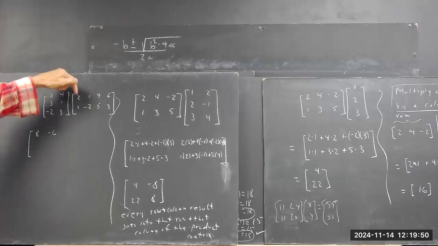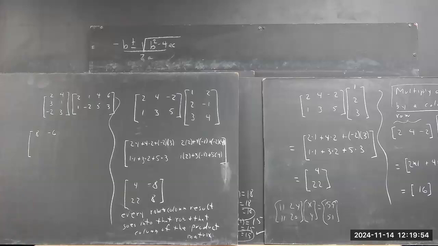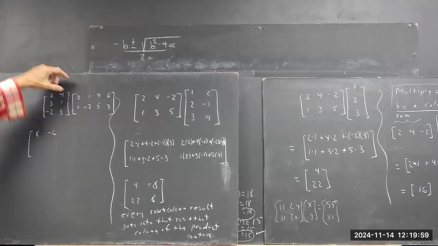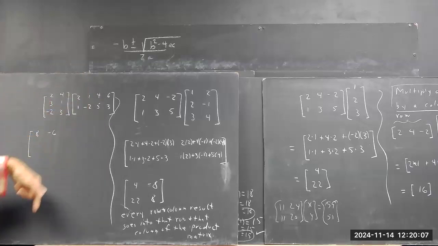It comes from the first row in the first column. It goes into the first row and the first column. Okay? So first row, first column goes in first row, first column. First row, second column goes in first row, second column.